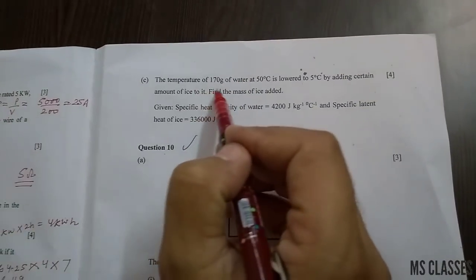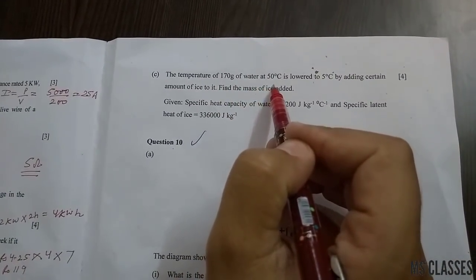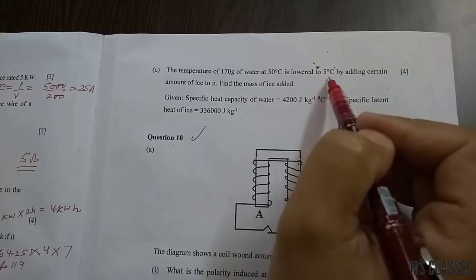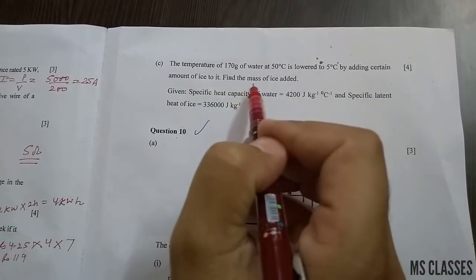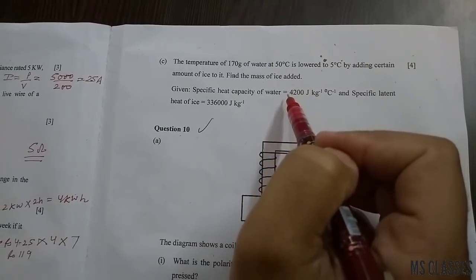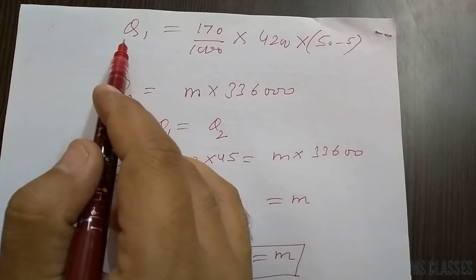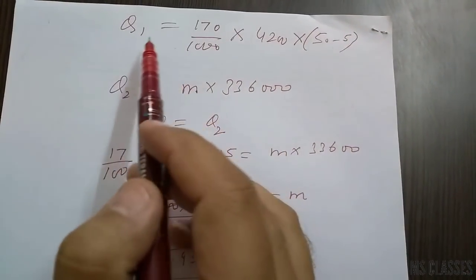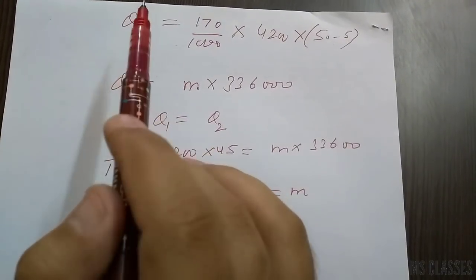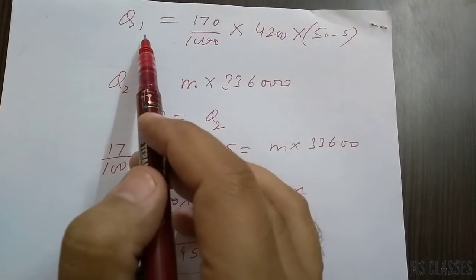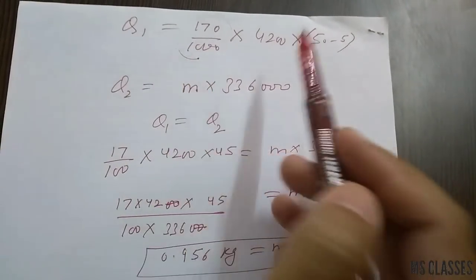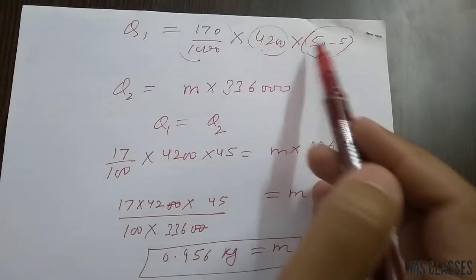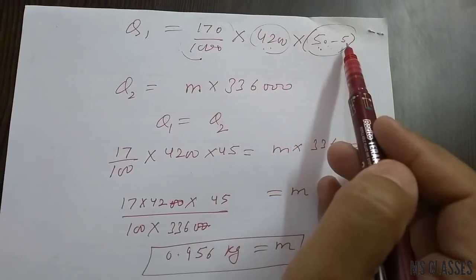Third part: the temperature of 170 gram of water at 50 degrees Celsius is lowered to 5 degrees Celsius by adding a certain amount of ice to it. Find the mass of the ice added. Q1 is the energy used in lowering the temperature of 170 gram of water by adding the ice, so it is the mass of water into C of water into the difference in temperature, which is 50 minus 5.